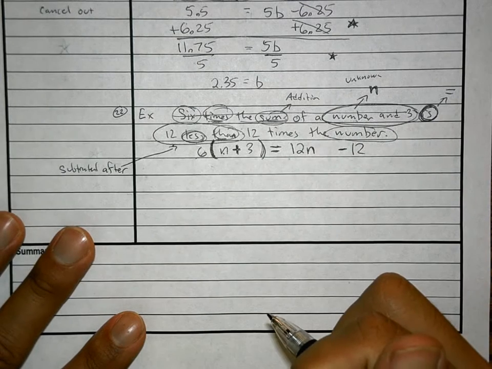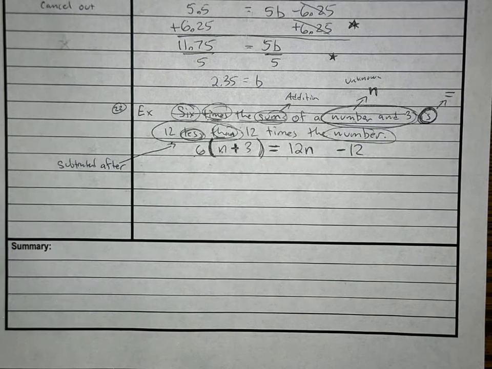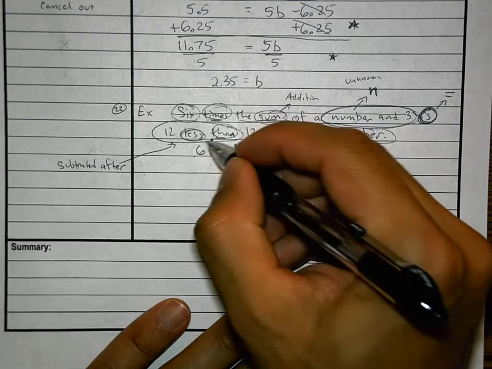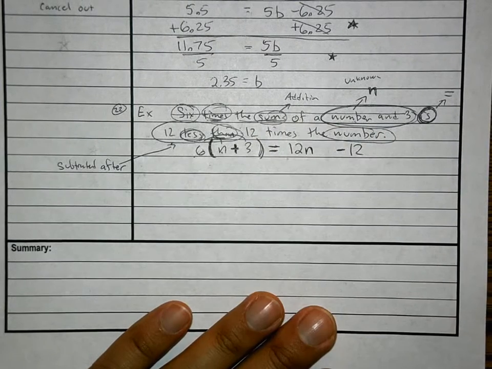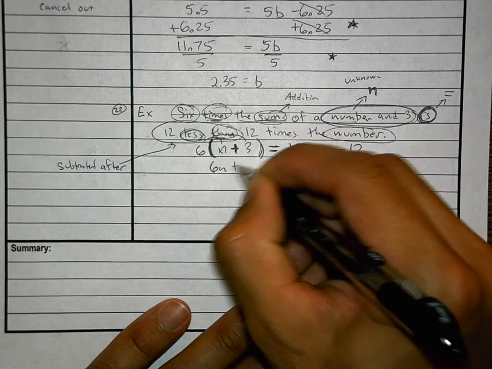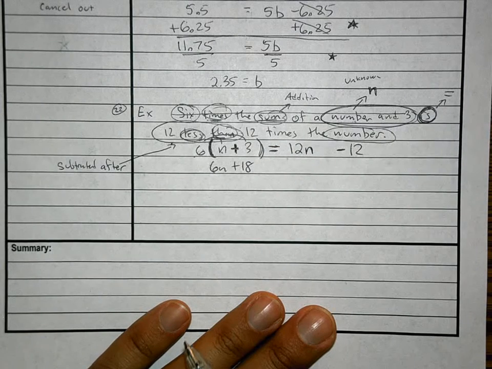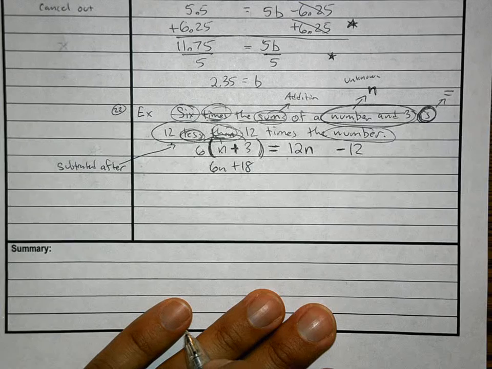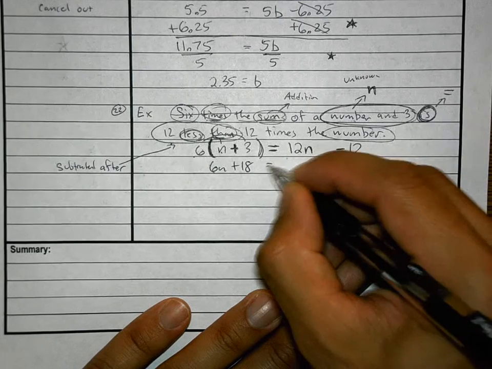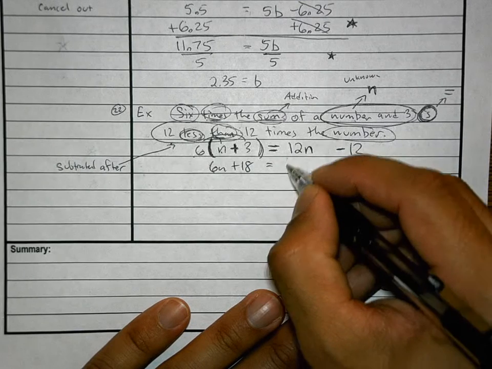Rachel, what do we do next? You distribute the 6 to the n and 3. And what do you get? 6n plus 18. Good. What else do I write in this line besides that? Equal sign. And then bring down the 12n minus 12.